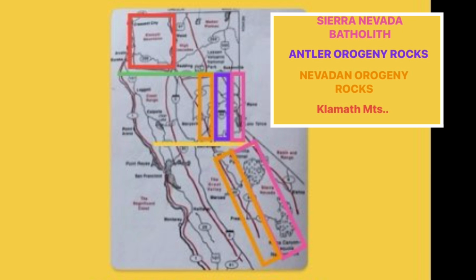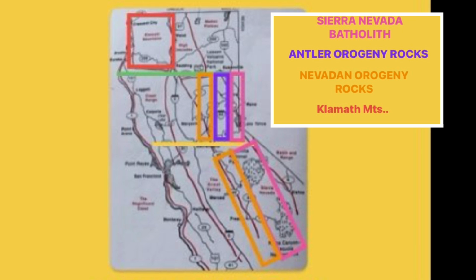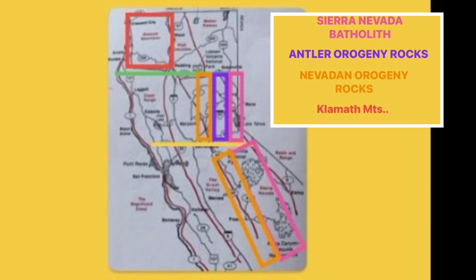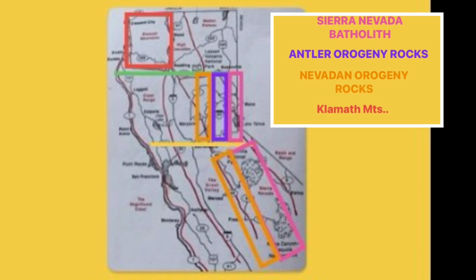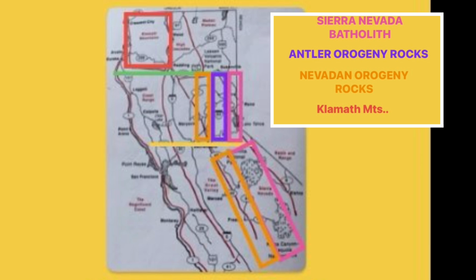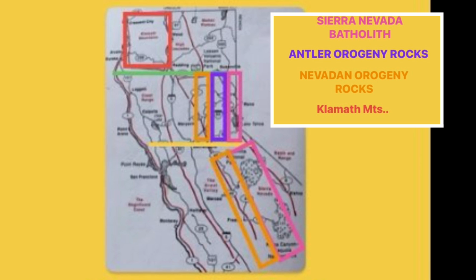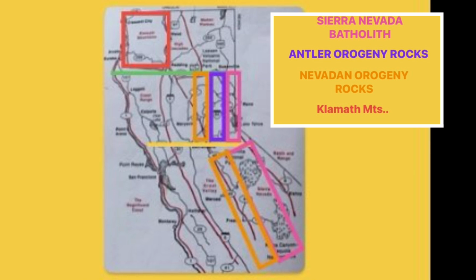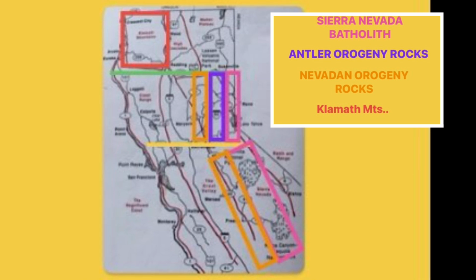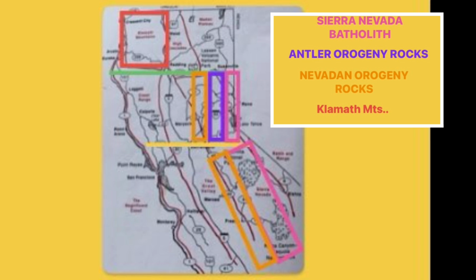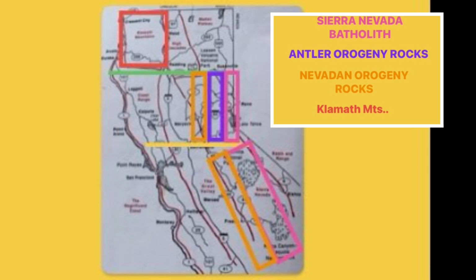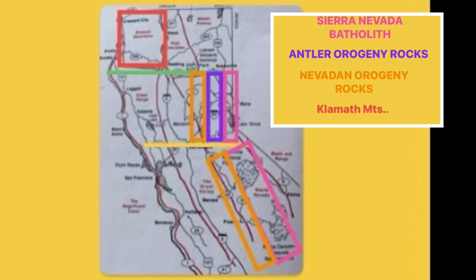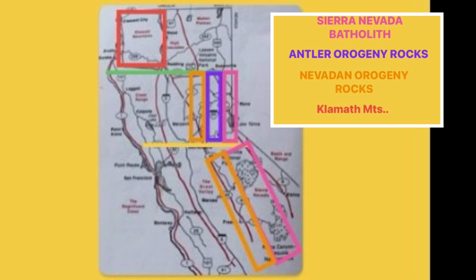And you can see that these rocks dominate the eastern part of the range and include Yosemite National Park, Kings Canyon National Park, and Sequoia National Park. The purple rectangle represents the Antler Orogeny rocks, and they are found mostly in the northern part of the Sierra Nevada range, generally west of the batholith, but there are bits and snatches of Antler Orogeny rocks mixed in with the batholith in the north, and geologists call these roof pendants.